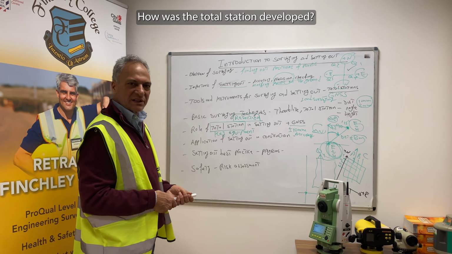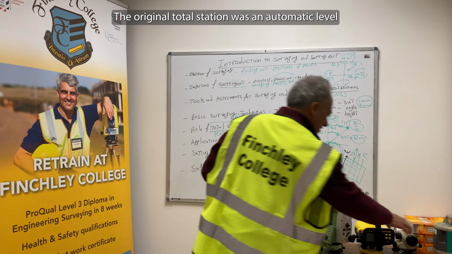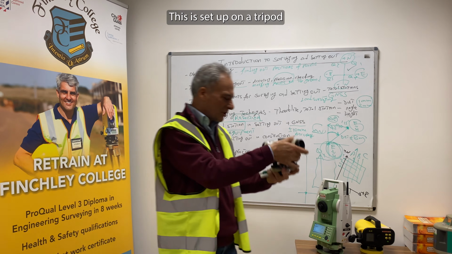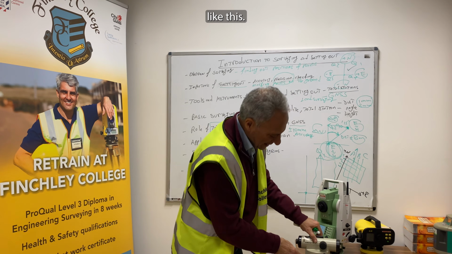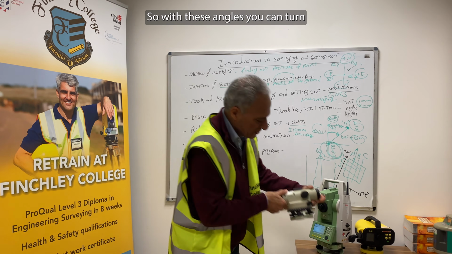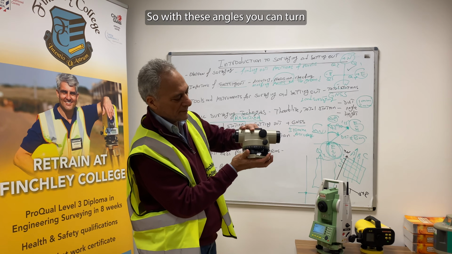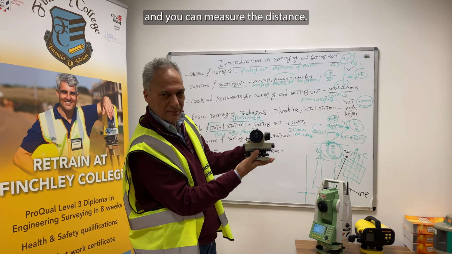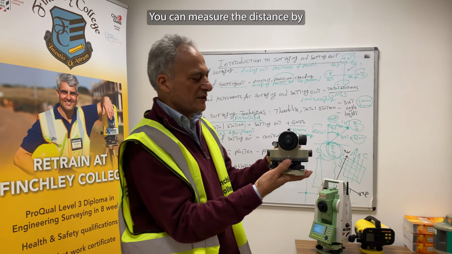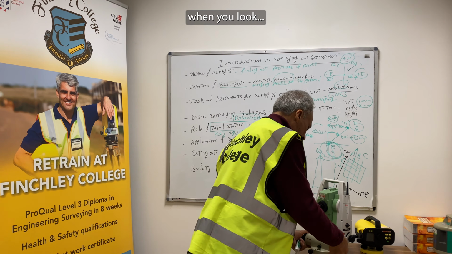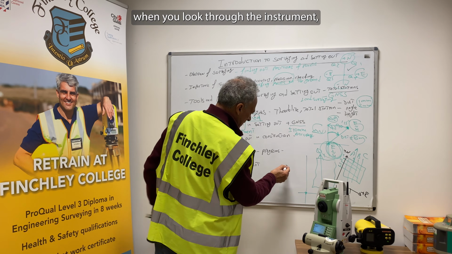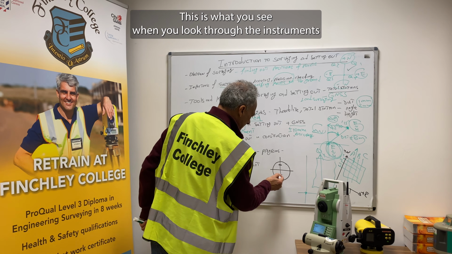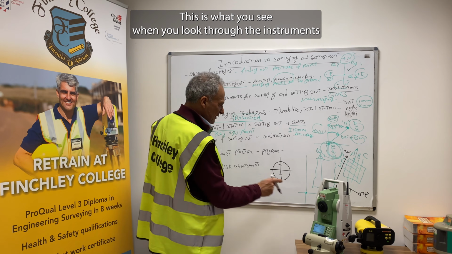Total station. How was the total station developed? The original total station was automatic level. This is a typical automatic level. This is set up on a tripod, like this. And it's got a lot of angles in here. So with these angles, you can turn and you can read the angle in the device, and you can measure the distance. You can measure the distance by, when you look through the instrument, you've got this line and you've got 2 short lines. This is what you see when you look through the instrument.